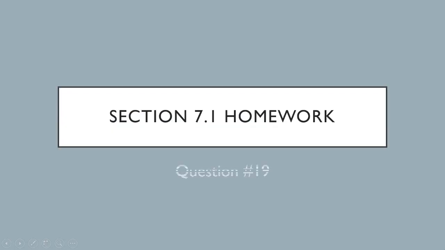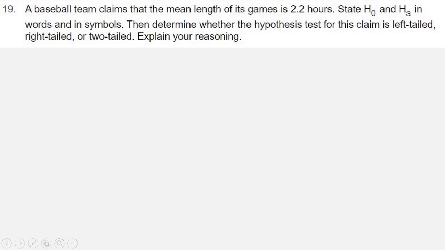We're looking at homework from section 7.1. This is question number 19. A baseball team claims that the mean length of its game is 2.2 hours. State H0 and HA in words and in symbols. Then determine whether the hypothesis test for this claim is left-tailed, right-tailed, or two-tailed.